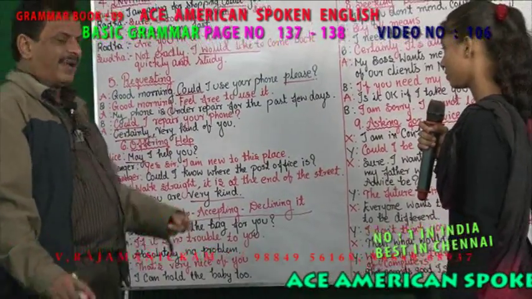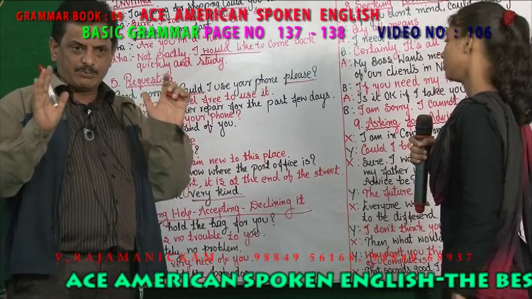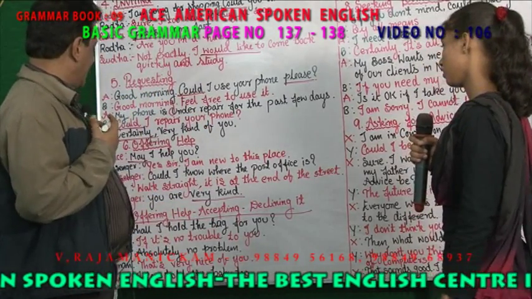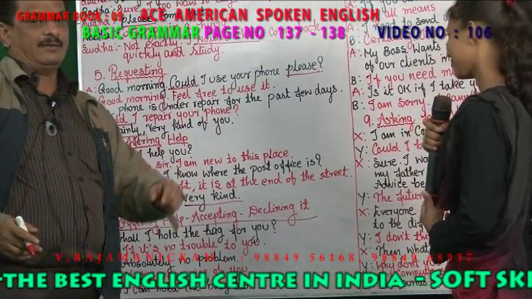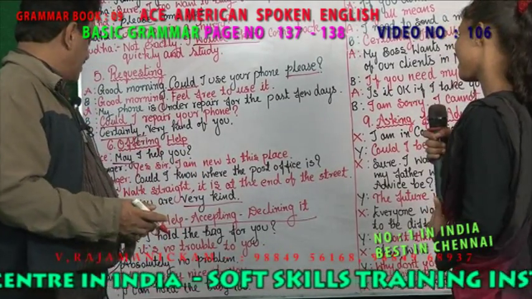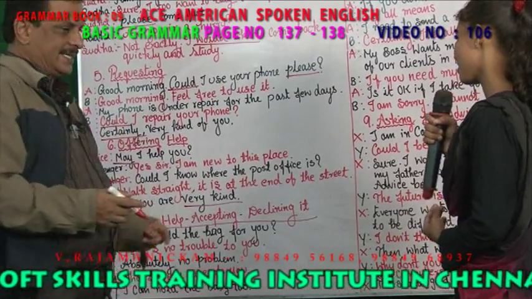Now, offering help. Somebody is offering you help. You want to accept it. Sometimes you are declining. You are saying no. A man and a woman. I am the man, and I am asking you, shall I hold the bag for you? You are in the bus stand. I'm asking you, shall I hold the bag for you? Please, if somebody asks, never do that. Never give your bag. That's all. It'll go away. But here, it is like this.